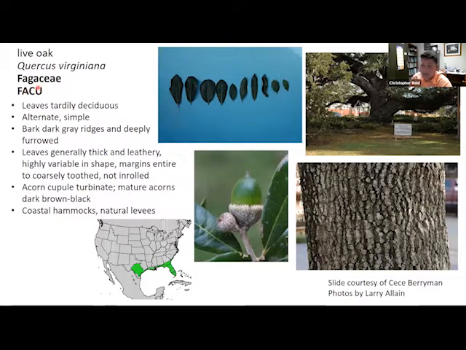So it's FAC up, so pretty much upland leaning. You get them on coastal hammocks, which are just higher elevation sites, natural levees, etc.